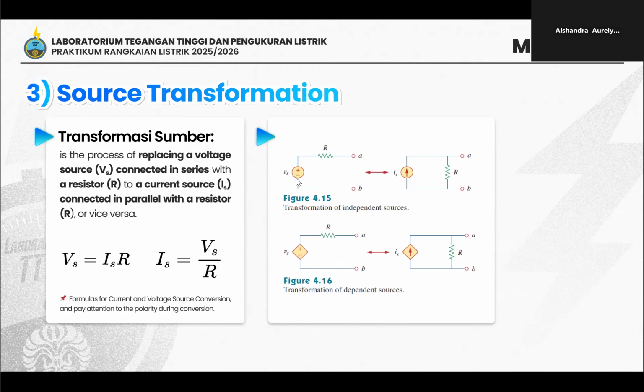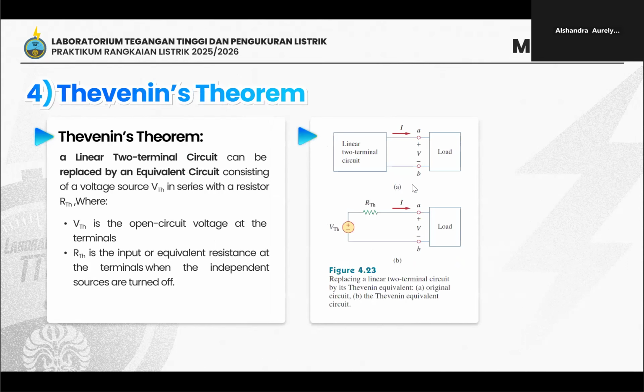You can't change from, maybe, a dependent voltage source to an independent current source. That is not possible. Okay, next we have Thevenin's theorem.